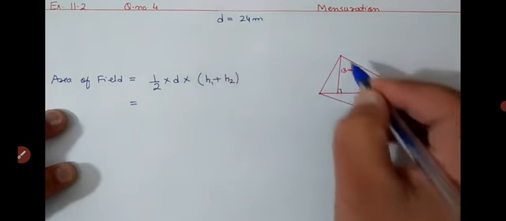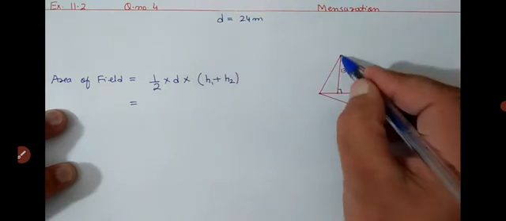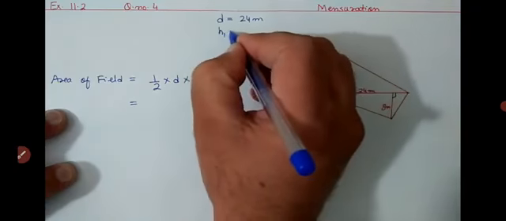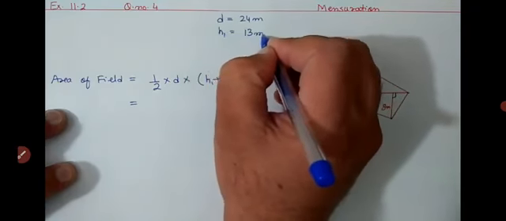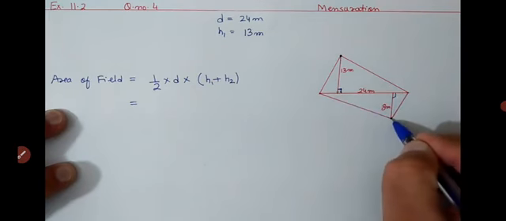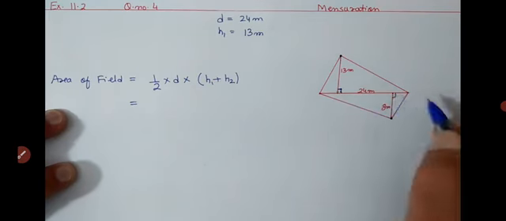H1 is 13 meter. From the vertices, the first perpendicular is 13 meter, so we can write H1 is equal to 13 meter and H2 is also given, that is 8 meter.